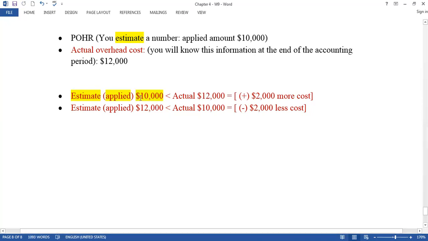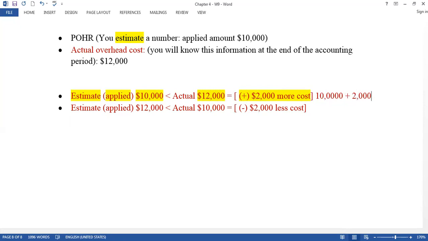Your estimated number is 10,000, but actual is 12,000. Actual cost is 12,000. That means you made a mistake, right? You recorded 10,000 cost, but your actual cost is 12,000. Now we need to add 2,000 more cost. Clear? Why 2,000? Because you estimated lower, but actual is higher. Before you recorded 10,000, plus you have to record another 2,000.